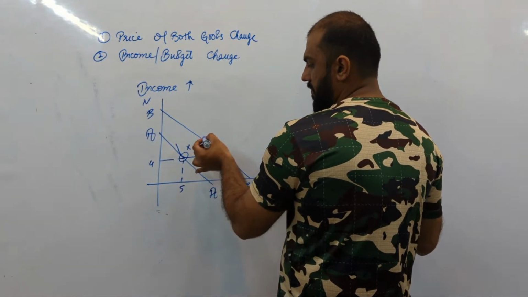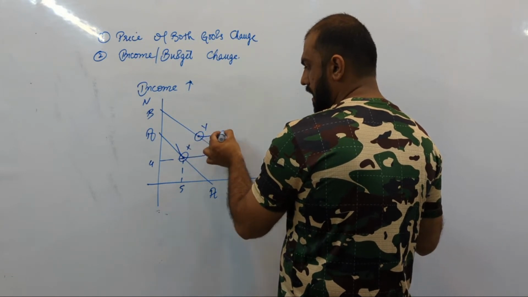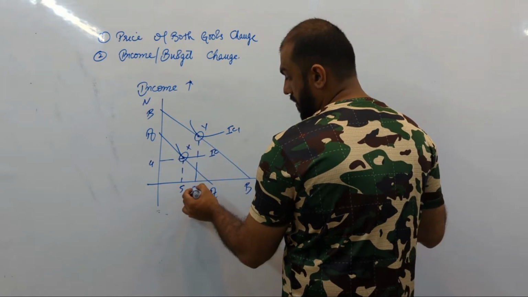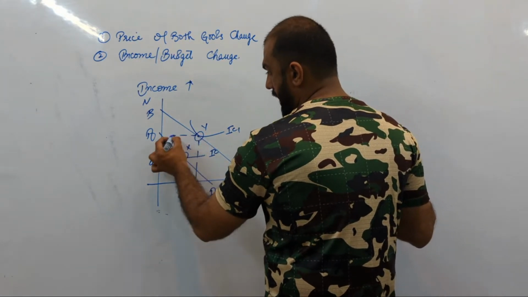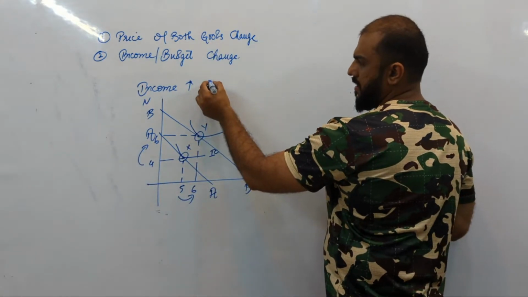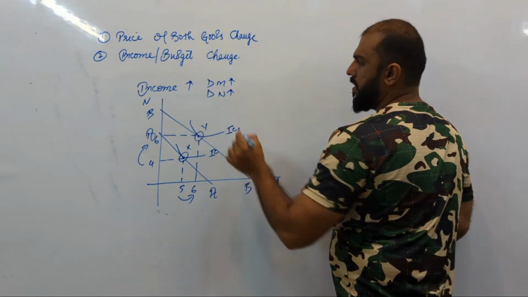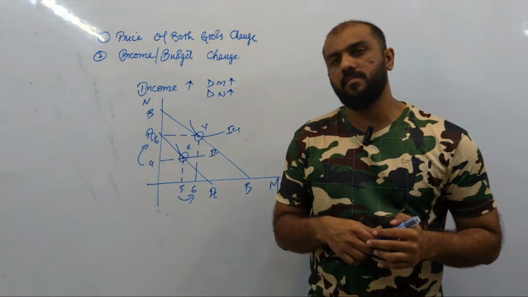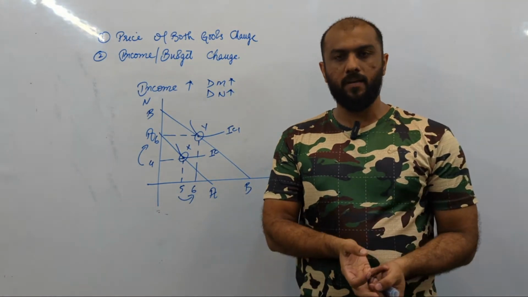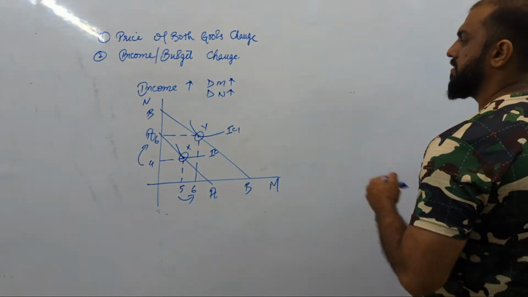Now, if I shift my IC diagonally upwards, I would be consuming more of M and let's say more of N. Income increased, the demand for M increased. The demand for N increased. Obviously, when the income increases, the demand would increase. This seems to be a normal behavior. Hence, these goods are known as normal goods.